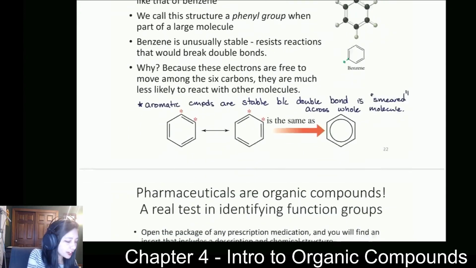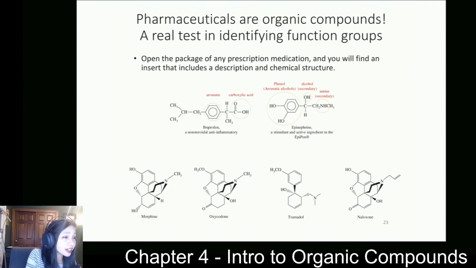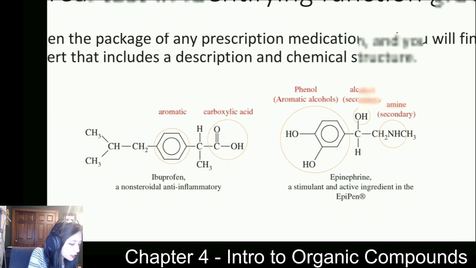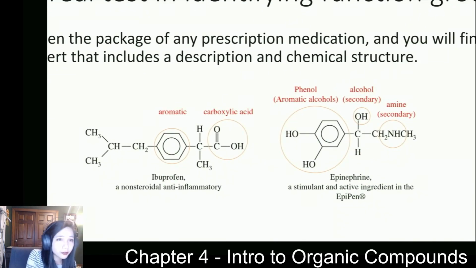All right, so on this next slide, let's test our identifying skills. So pharmaceutical compounds, they are all organic compounds. Any drug that you take from CVS contains organic compounds. So if you open up the packaging, you might see the molecular structure. Typically, you'll see it as a skeletal structure like this. So we should be able to identify those functional groups. So here in these two examples, they're done for you. So ibuprofen or the EpiPen, those molecules are here.